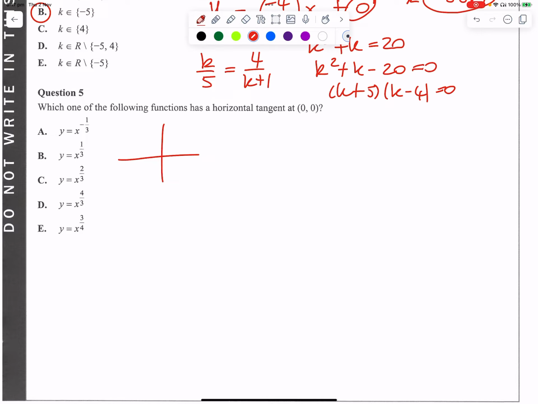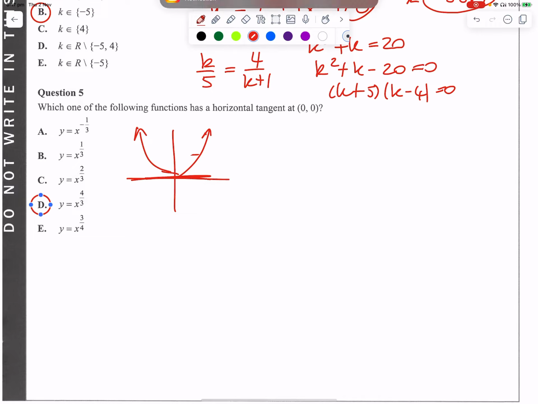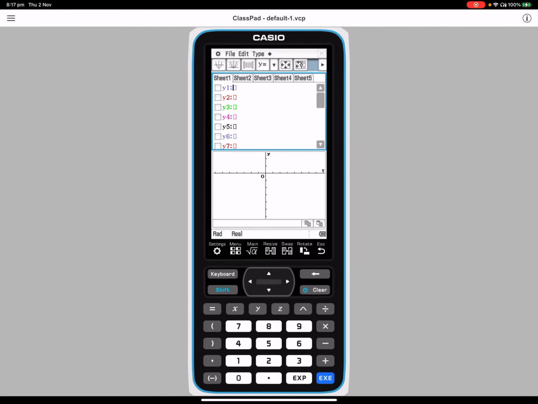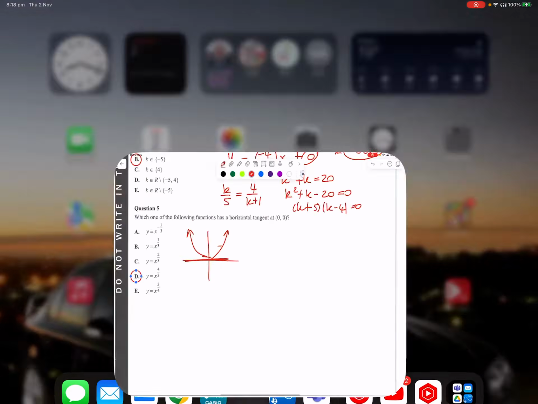Okay, which of the following functions has a horizontal tangent at 0, 0? So x to the negative 1/3 looks like that, x to the 1/3 looks like that. x to the 2 on 3 is just going to be the right-hand side of that, so they're all vertical. x to the 4 on 3 is going to go like that and like that. We can test it. x to the power of 4 on 3, tangent at 0, 0. It is 0. So that's the right answer.